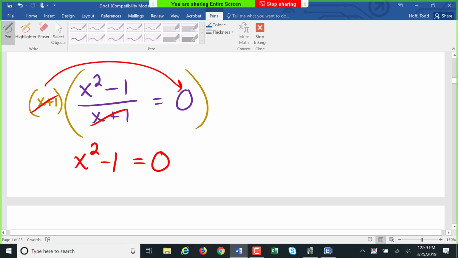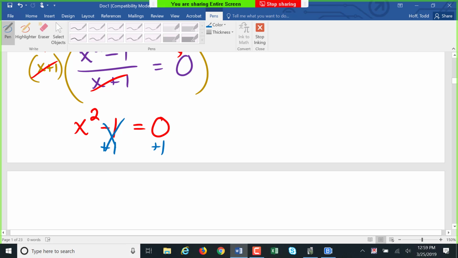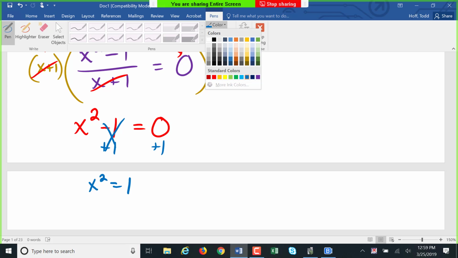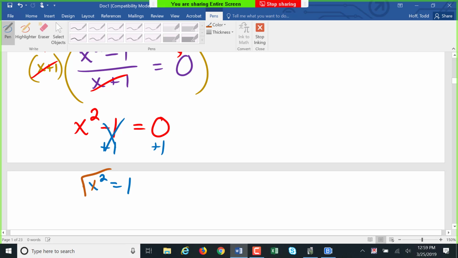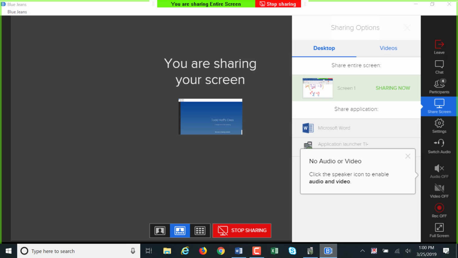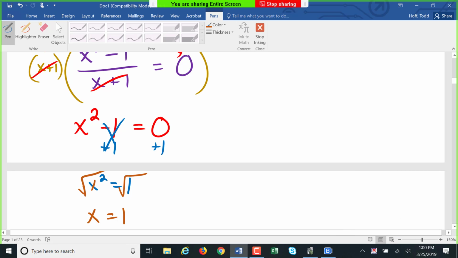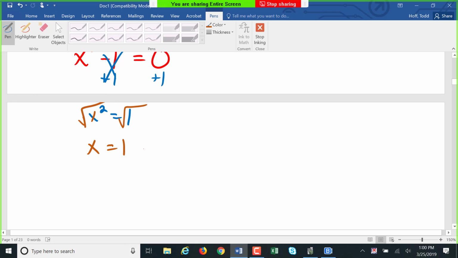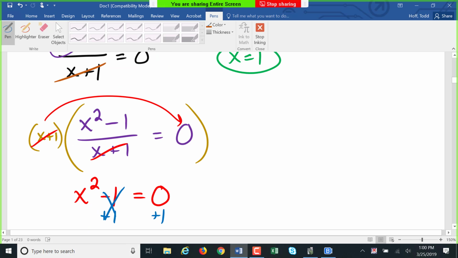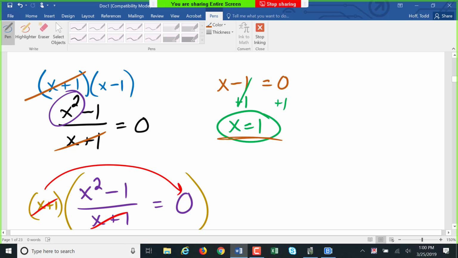If I want to solve that, I could factor that in x plus 1, x minus 1, but I'm going to take it easy on myself. I'm going to add 1 to get x squared equals 1. Then what? Square root. The square root of x squared is just x. The square root of 1 is 1 or negative 1. Well, up here we only got the answer of x equals positive 1.